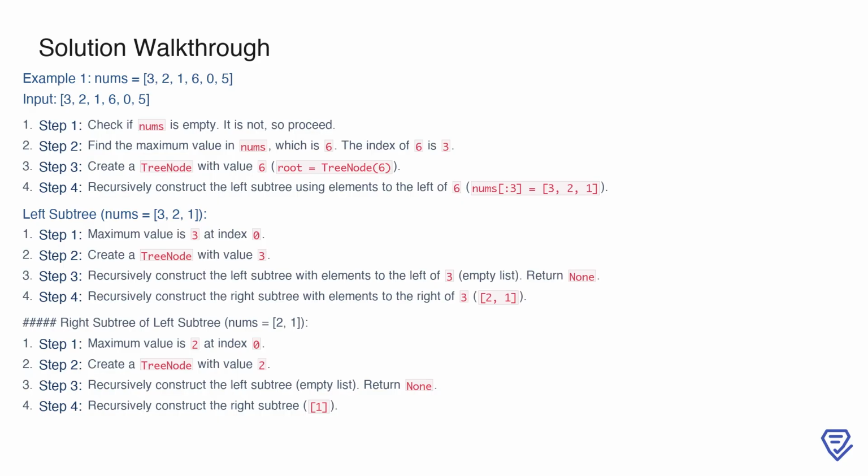Here, the maximum value is 3 at index 0. A tree node with value 3 is created. Since there are no elements to the left of 3, the left subtree is None. For the right subtree, we use 2, 1. The maximum value in this subarray is 2 at index 0. So we create a tree node with value 2. Again, the left subtree is None, and for the right subtree, we use 1, where the maximum value is 1, creating a tree node with value 1. Both left and right subtrees of this node are None as there are no more elements to process.